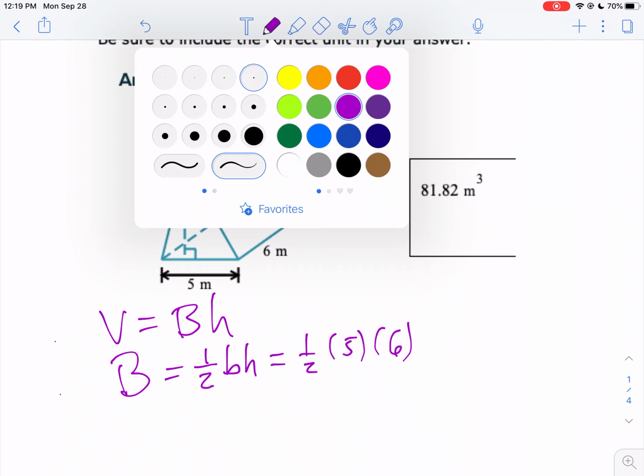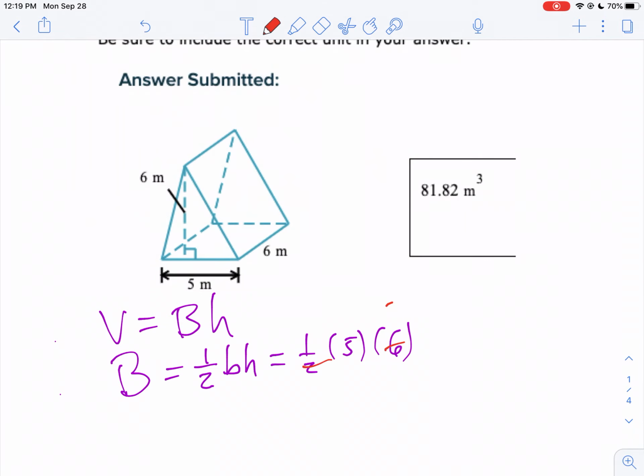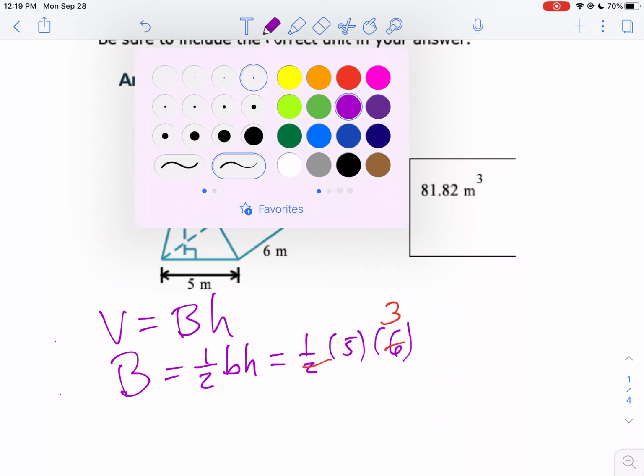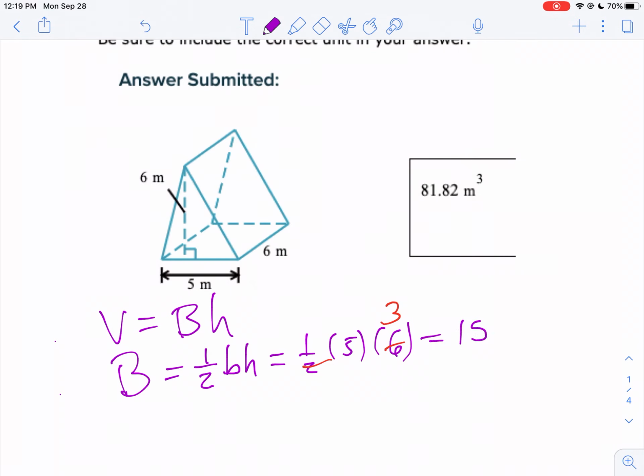Well, 2 goes into 6 3 times. So 5 times 3 is 15. And then the height of our prism is the distance between the bases, which in this case is 6. So to find the volume of this shape, since capital B is 15, the height is 6, 15 times 6 is 90 cubic meters. Because 6 times 5 is 30, carry the 3, and that's where you get that from.